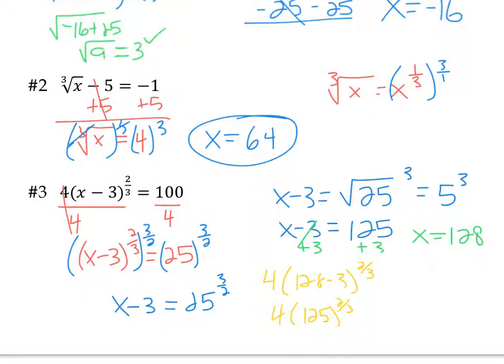If you recall, we need to do exponents before we multiply, so we need to do the 2/3 power. That means the cube root of 125, which is 5, and then squared. So this is the same as 4 times 5 squared, which is 25. That comes out to 100, which in fact equals the 100 that we had. 100 equals 100, so it checks. x equals 128 would be our correct answer.